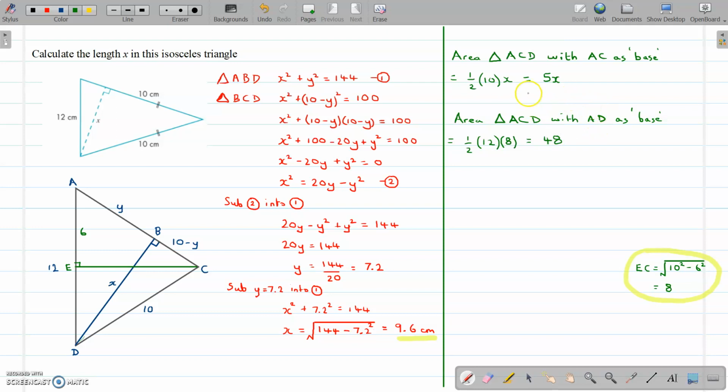Now it's quite easy because we've got two expressions for the area of the same triangle. One is 5x, the other is 48. So therefore, 5x must equal 48. And if 5x equals 48, then x must equal 48 over 5, and 48 over 5 is 9.6. So that method is quite quick and simple once you've decided or spotted what you could do. But that is the answer that we got last time. It is the correct answer. So there we have two quite different methods for solving the same problem.